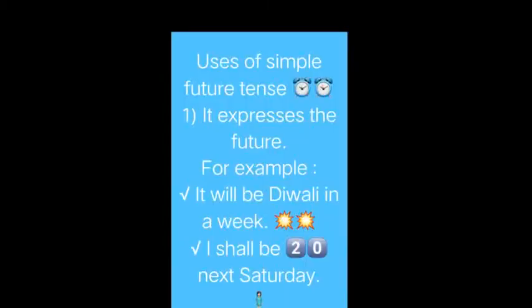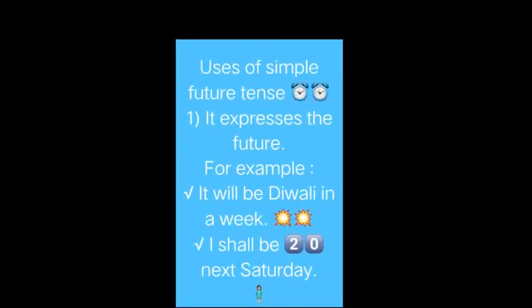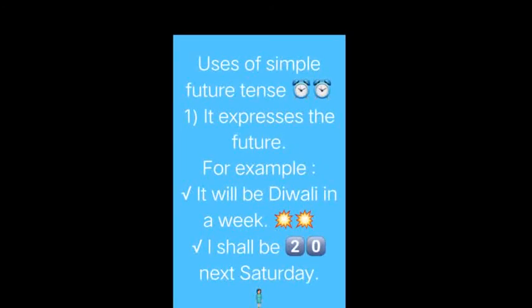Now, for the future, as a fact, for example, the first one, I shall be 20 next Saturday. Now remember, to express future tense, will and shall are to be used along with the verb. Will and shall are used before the verb to express the future tense. For example, I shall be 20 next Saturday. Next one, it will be Diwali in a week. Or you can say, we will know our exam results in May.